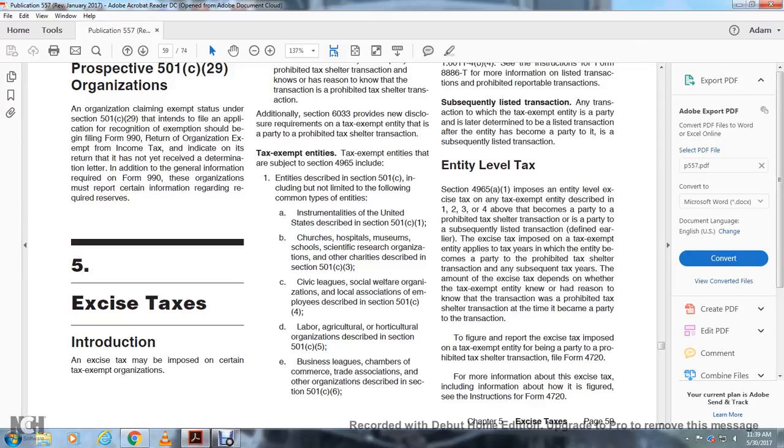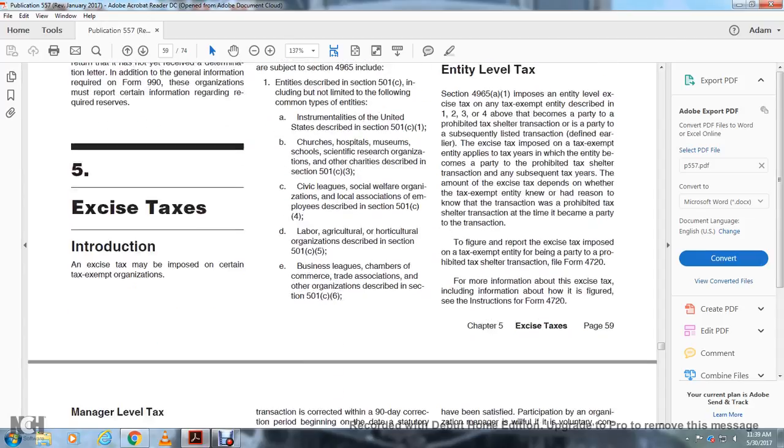Entity level tax. Section 4965(a)(1) imposes the entity-level excise tax on any tax-exempt entity described in 1, 2, 3, and 4 above that becomes a party to a prohibited tax shelter transaction. For subsequently listed transactions, the excise tax imposed on the tax-exempt entity applies to the tax years in which the entity becomes a party to the prohibited tax shelter transaction and any subsequent tax years. The amount of the excise tax is increased if the tax-exempt entity knew or had reason to know the transaction was a prohibited tax shelter transaction at the time it became a party. To figure and report the excise tax imposed on the tax-exempt entity for being a party to a prohibited tax shelter transaction, use Form 4720. For more information about the excise tax, including how it is computed, see the instructions for Form 4720.